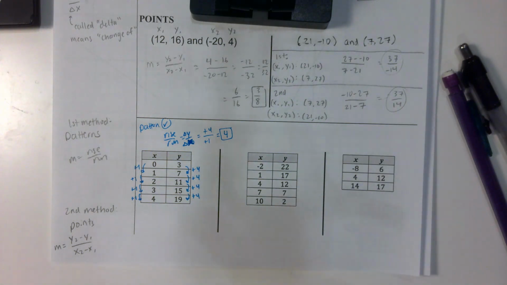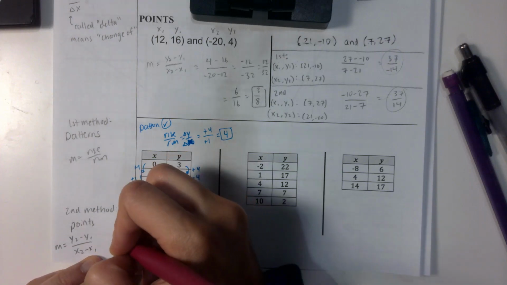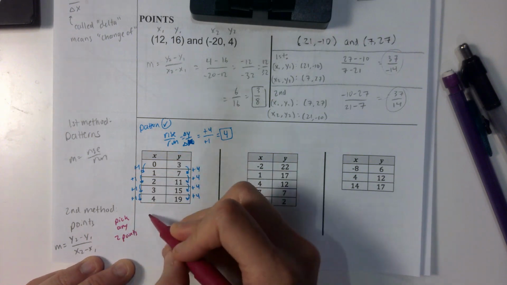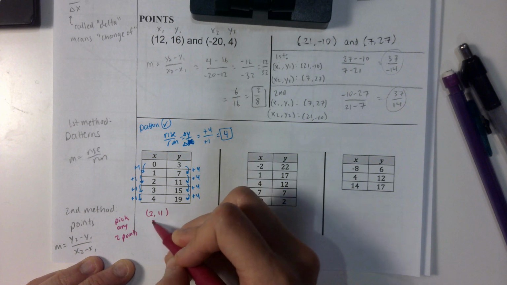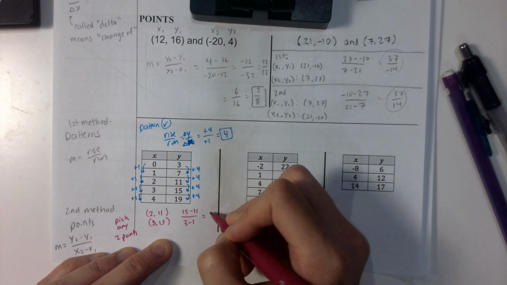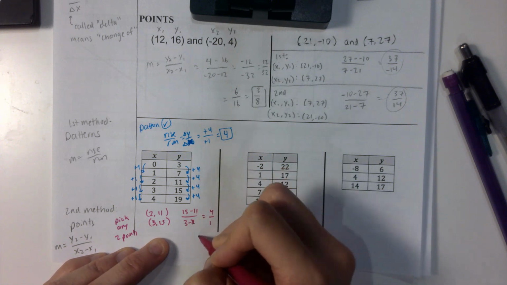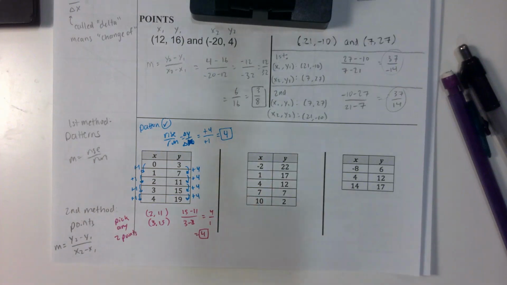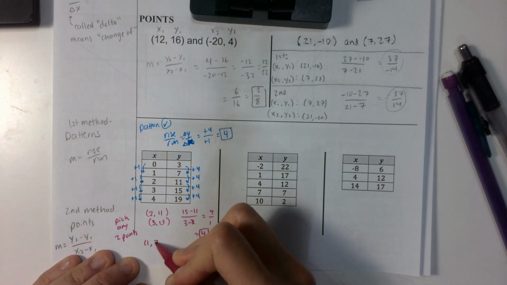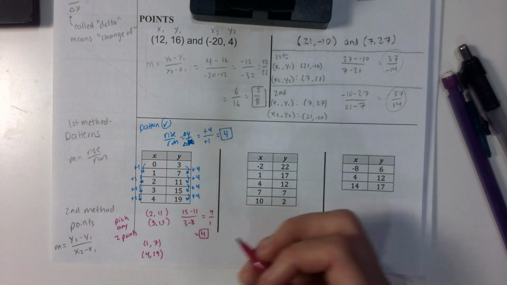Okay, and then over here we're going to do our point method. We're just going to pick any two random points. So let's pick these two: 2, 11 and 3, 15. So we have 15 minus 11 over 3 minus 2 equals 4 over 1 equals 4. Nice. Let's pick points that are farther apart. Let's do 1, 7 and 4, 19. It doesn't matter which two points you pick. You should all get the same answer.